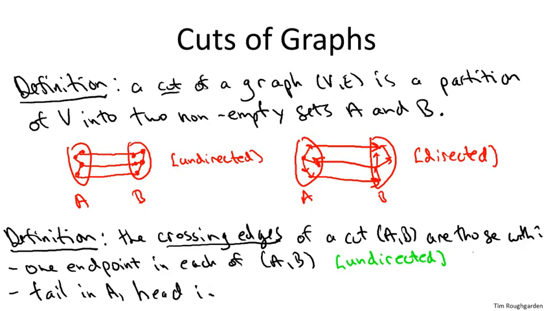So referring to our two pictures, our two cartoons of cuts, for the undirected one, all three of these blue edges would be the edges crossing the cut AB, because they're the ones that have one endpoint on the left side and one endpoint on the right side. Now for the directed one, we only have two crossing edges. So the two that cross from left to right, with tail in A and head in B. The one that's crossing backward does not contribute. We don't count it as a crossing edge of the cut.